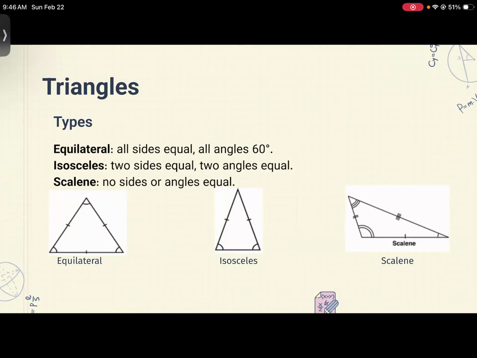Okay. So can you see the slide that says triangles and types of triangles? Yes. Now the screen is visible. Okay, sounds good. So I'll go over this right now.